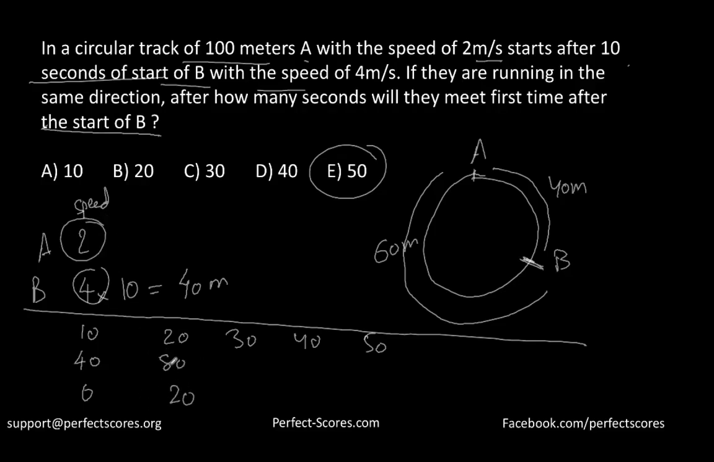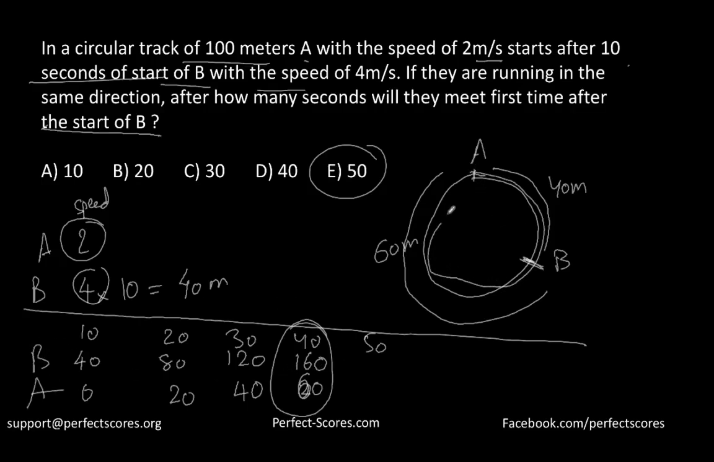Because A's speed is 2. In the next 10 seconds, B will cover 120 in total and A will cover another 20, which is actually equal to 40. As you can see, they're not together. In the next 10 seconds, B will cover another 40 and A will cover another 20, which would be 60. Now you can clearly see that they would be together, because B would have covered 160 meters, the whole 100 meters and another 60 meters, and A would just have covered 60 meters. That means they would be together here after 40 seconds. So my answer is going to be 40 seconds.